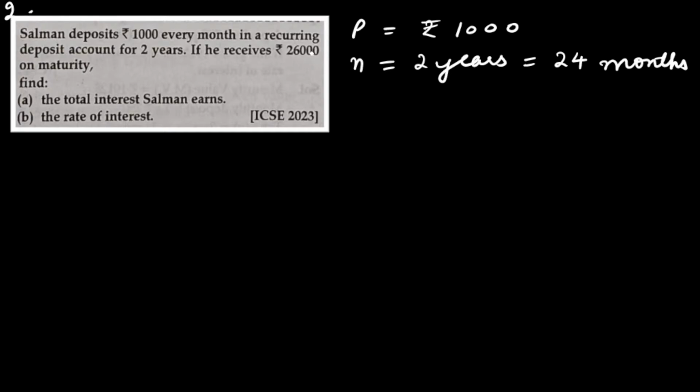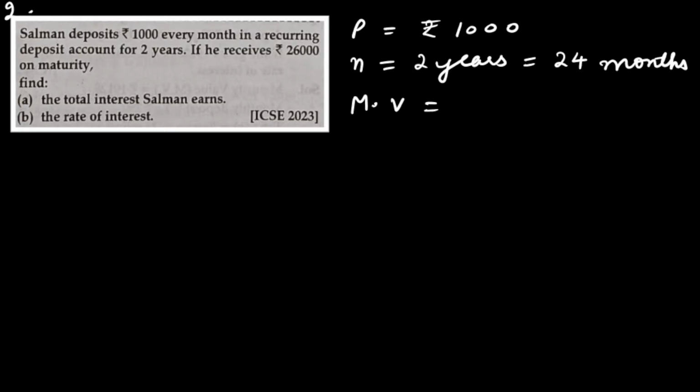If he receives 26,000 on maturity, so 26,000 on maturity means MV is given to us. Here MV is given to us. This is not total deposit. This is all the amount which he receives on maturity. So the amount which is received on maturity, that is MV.